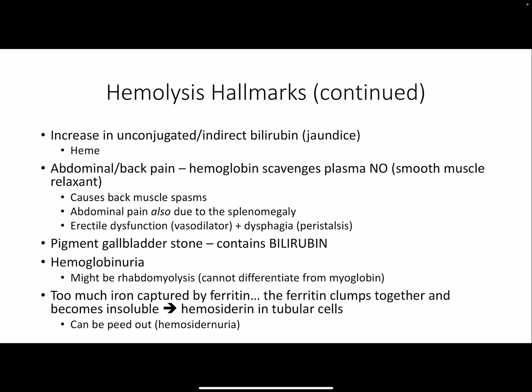All right, so we're spilling our guts. We got lots of heme going everywhere. It means we've got lots of bilirubin, specifically indirect, unconjugated. This could cause jaundice. Now, abdominal pain and back pain: the hemoglobin will bind onto and consume nitric oxide. Nitric oxide is a vasodilator. It's a smooth muscle relaxant. And so if you consume all of this, then your muscles are just going to randomly contract. This causes back muscle spasms, which are associated with pain. That also causes abdominal pain, but the abdominal pain might be extra bad because also splenomegaly is going to be a feature here.